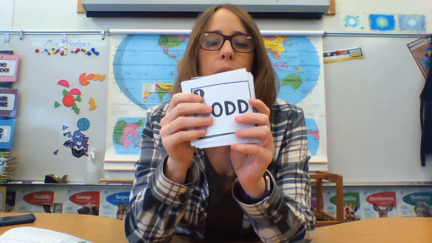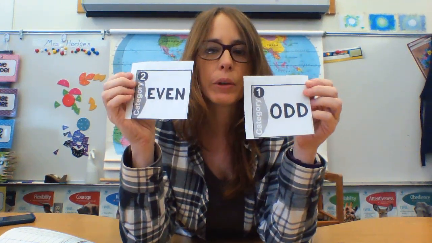The last one is the sorting one. I like it the best. So on the sorting one, you're going to have a card that says category. And you may have one category, you may have 3 or 4 categories. In this case, since we're doing odd and even numbers, I have 2 categories. Category 1 is odd and category 2 is even. So I'm going to lay those out in front of me.